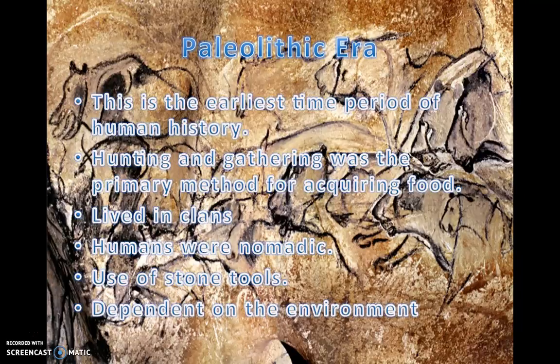So, the earliest time period in human history is the Paleolithic era. We don't even have written records of this time. The only thing we have is artifacts. So, humans during the Paleolithic era were primarily hunters and gatherers. This means that they followed their food. They lived in smaller clans of about 20 to 30 people, and they were nomadic. Nomadic means that you don't stay in one particular place. You move around depending on where your food source goes.